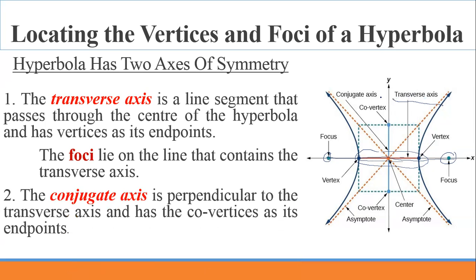And we have the conjugate axis, which is perpendicular to the transverse axis and has two co-vertices as its endpoints. Those are the endpoints of the conjugate axis.